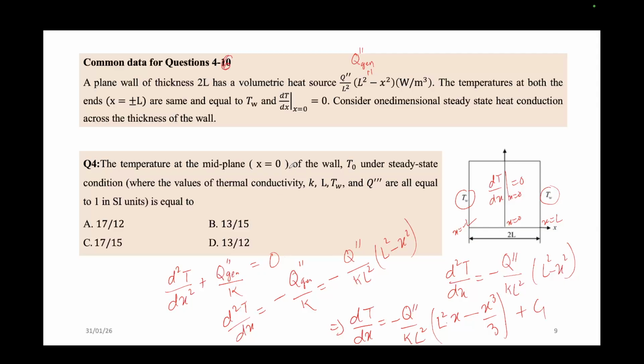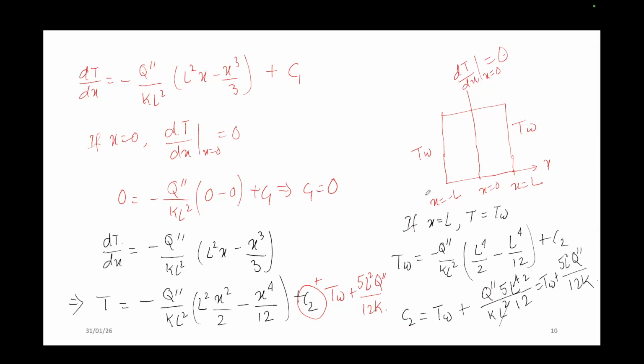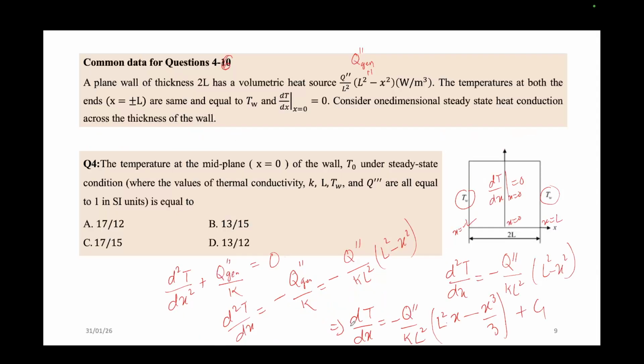At x equal to 0, what is the T naught? The temperature at x equal to 0. Just put T at x equal to 0. So if I put x equal to 0, that means this whole term will be 0 plus TW by 12K, right? So any option there?